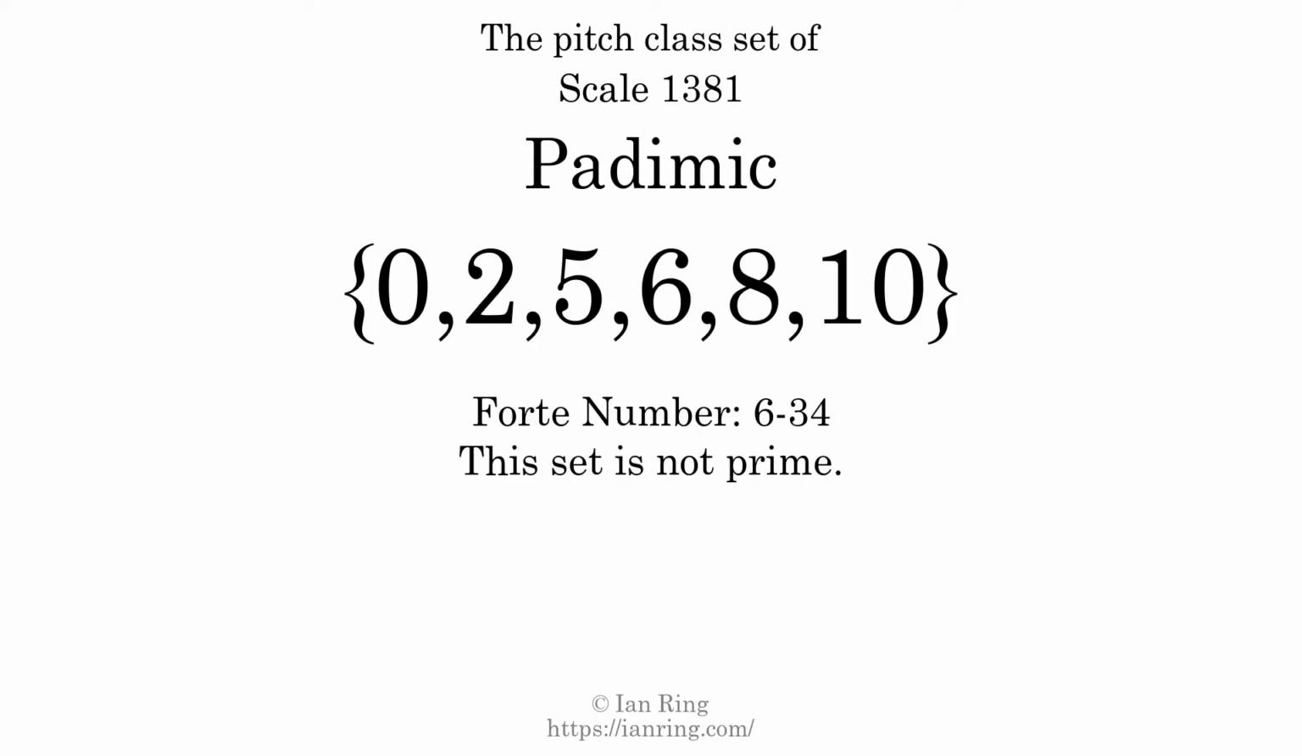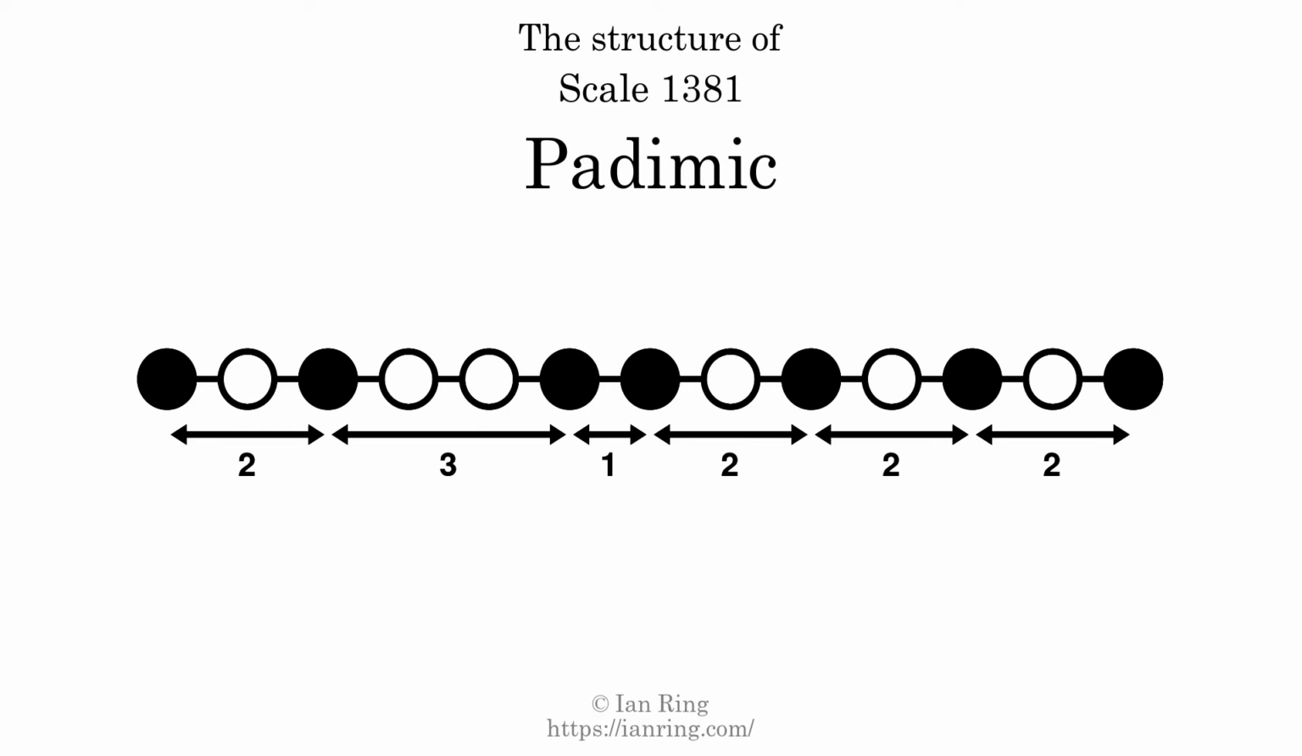The pitch class set for this scale is 0, 2, 5, 6, 8, 10. The fault class is 634. This set is not prime. The structure of a scale is a description of the interval distance between each successive tone. This scale has a structure of 2-3-1-2-2-2.